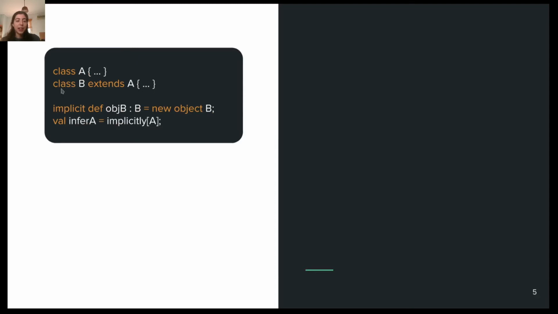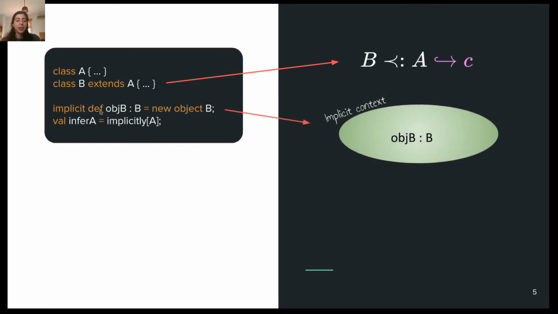The first two lines in this code define classes A and B and establish that B is a subclass of A. Coercion C here acts as a function that expects an object of class B, and it drops from it all the additional information that class B contains and returns an object of class A. The next line defines object B, an object of class B, and inserts it in the implicit context. In the last line, we ask for an implicitly inferred object of class A.